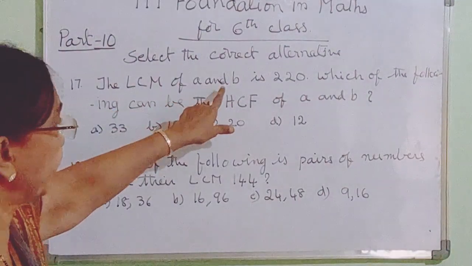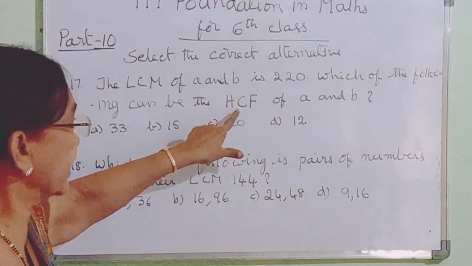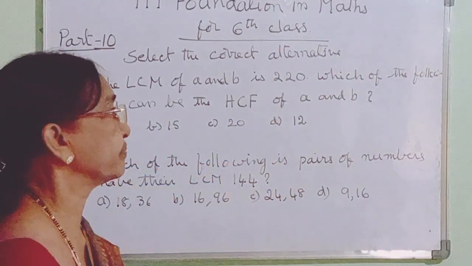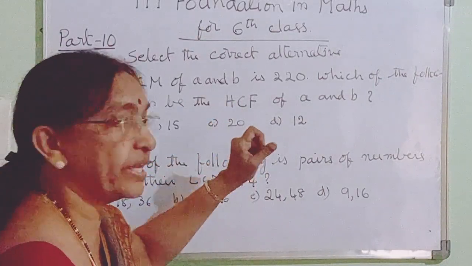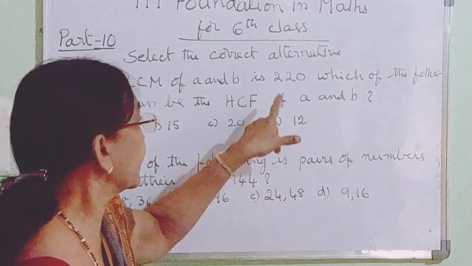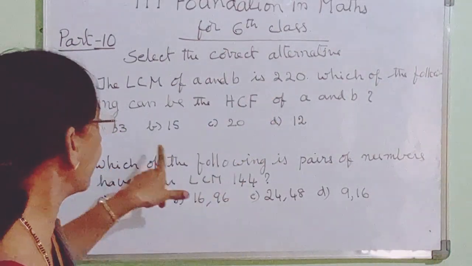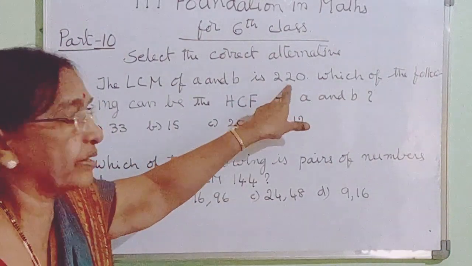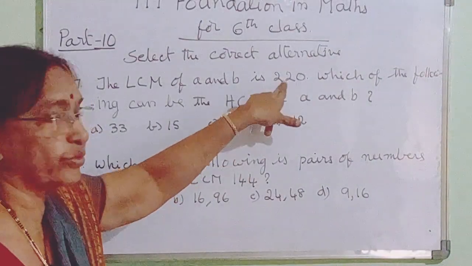The LCM of A and B is 220. Which of the following can be the HCF of A and B? The HCF of two numbers must be a factor of the LCM. Here the LCM is 220. Therefore, which of these numbers is a factor of 220? 20 is a factor of 220.